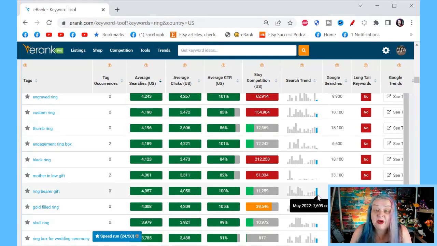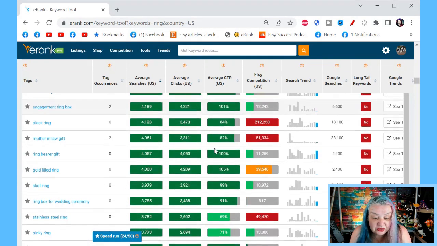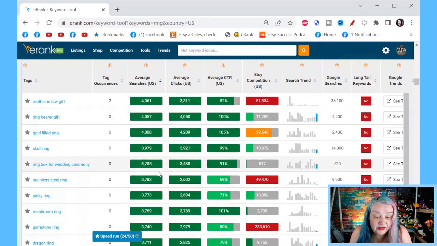And bear in mind, weddings and stuff, a lot of people that had to put their weddings on hold for the past couple of years are suddenly getting married. So cool. Ring box for wedding ceremony. That is a very specific keyword. Super interesting, but people are searching for it.